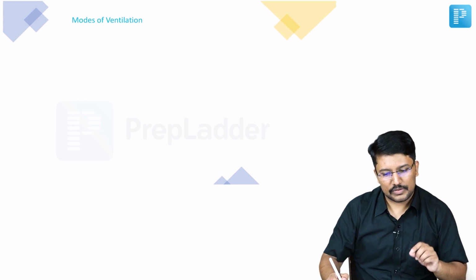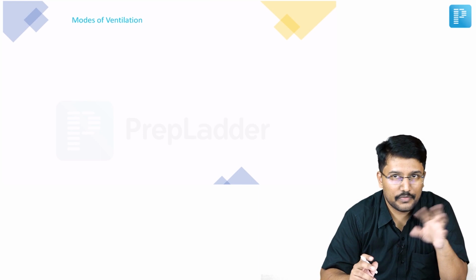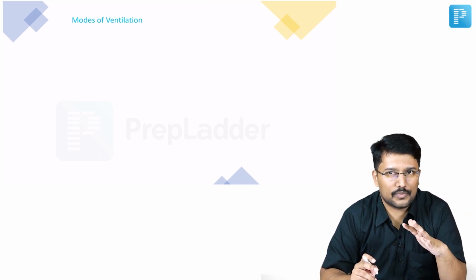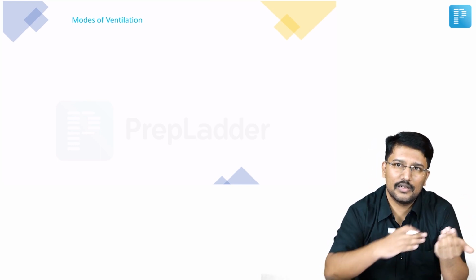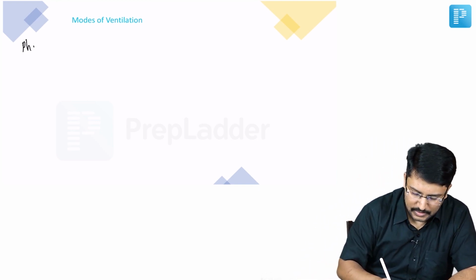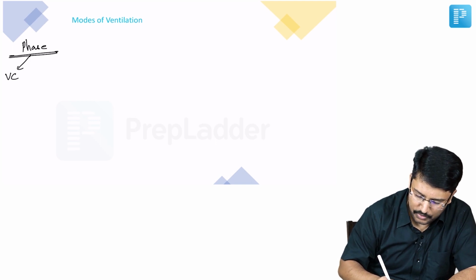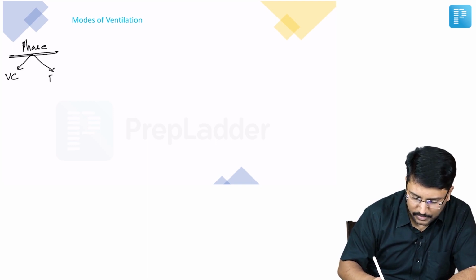And then to confuse things further, we also have something known as phases of mechanical ventilation, which can be applied to all the modes. So every mode has multiple phases possible. So when we say phases, basically we are talking about what controls we are setting. So there we have a volume controlled phase or a pressure controlled phase.